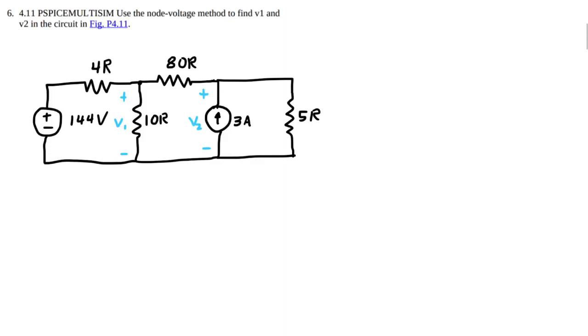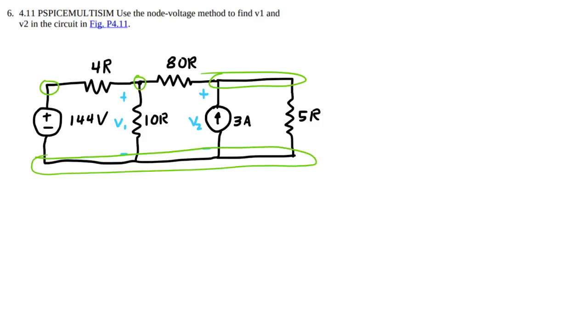For 4.11, we're going to follow that same process of nodal analysis to solve this circuit. So first thing we're going to do is label our nodes. Okay, so I'm going to call this one ground, which will make this 144 volts, this V1, and this V2. Just reusing the circuit labels that are already in the problem. No reason to get rid of them.